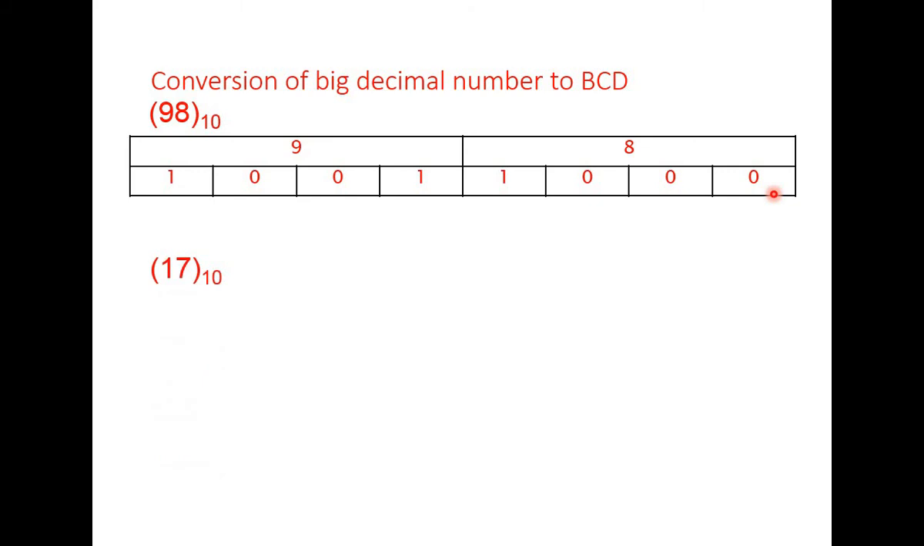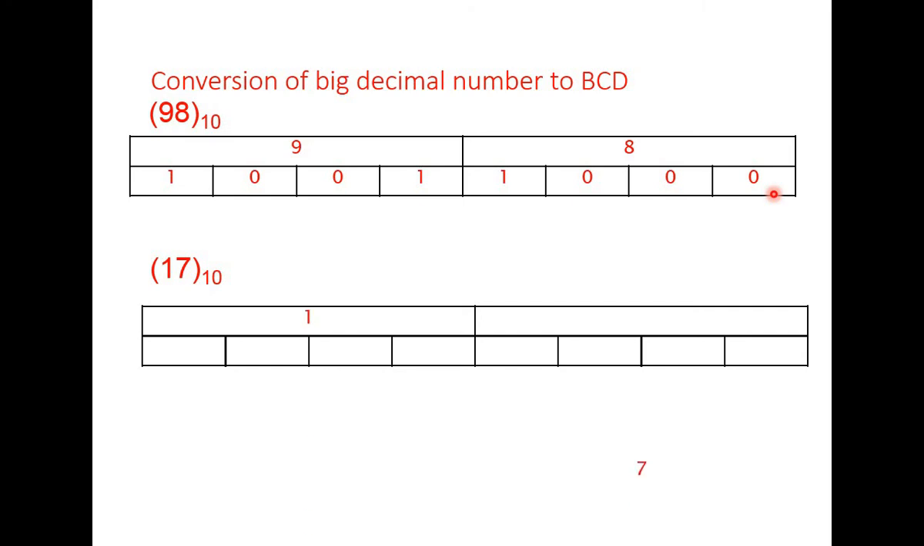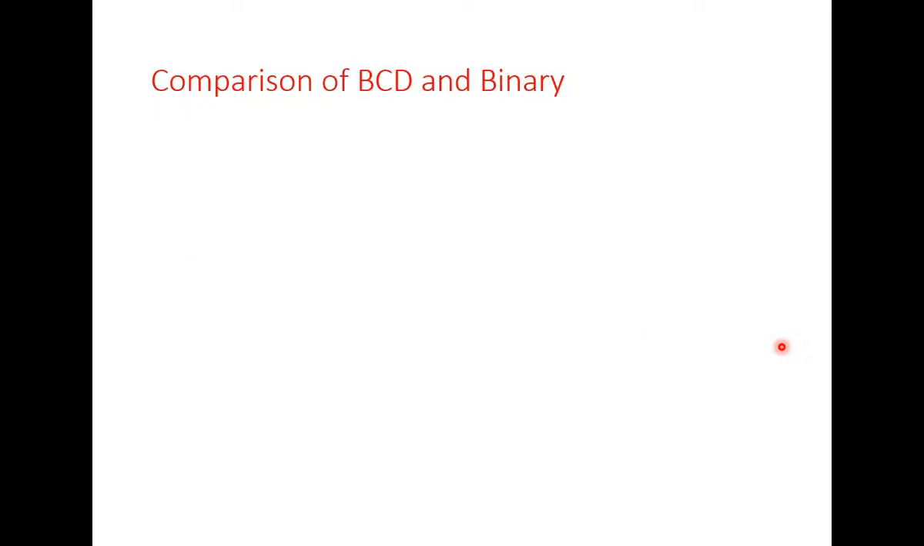We take another example, 17 to the base 10. We again use the same theory. We separate out 1 and 7, and 1 is represented by using the 8421 code as only 1 here and the remaining bits are 0. So we write as 0001. And for 7 only the 8 positional weight becomes 0 and the remaining positional weight 4 to 1 becomes 1. So we write as 0111. So in this way we convert the big decimal number into the BCD.